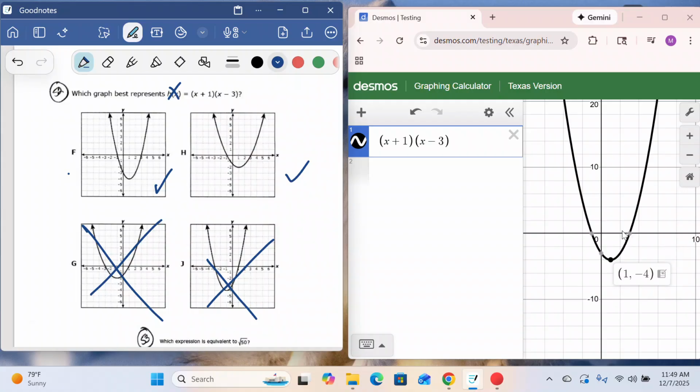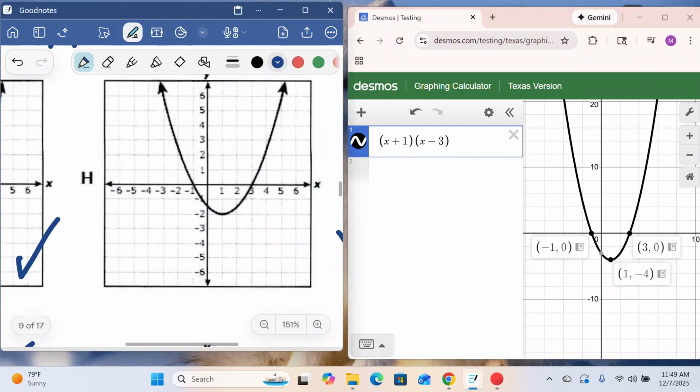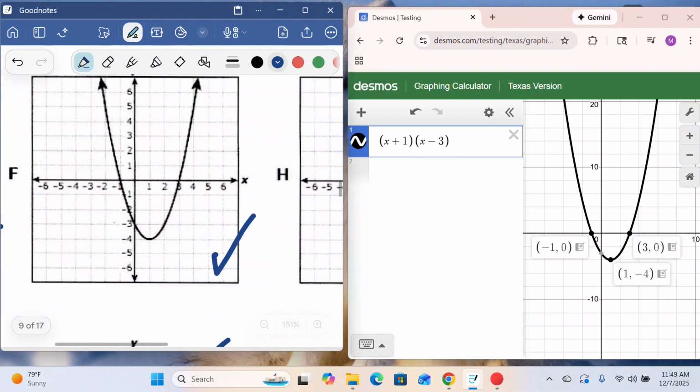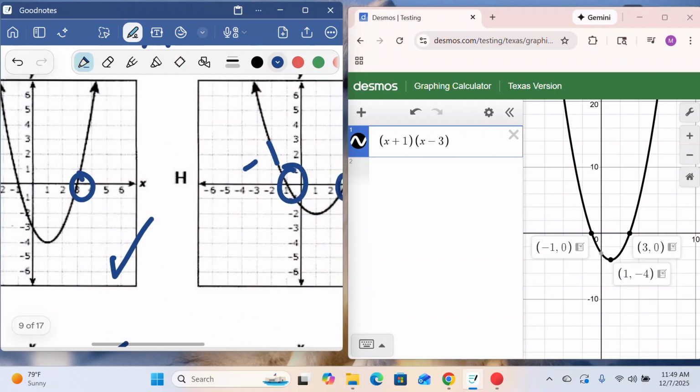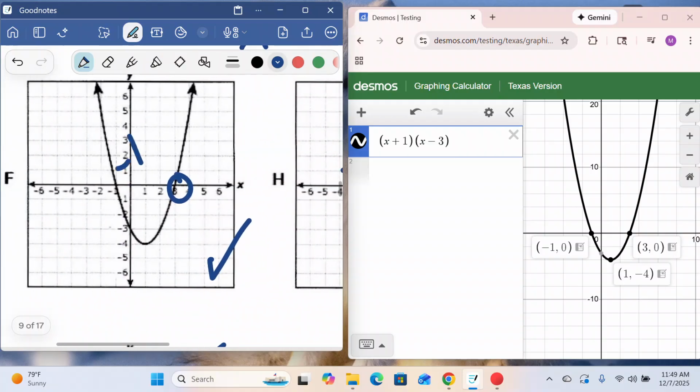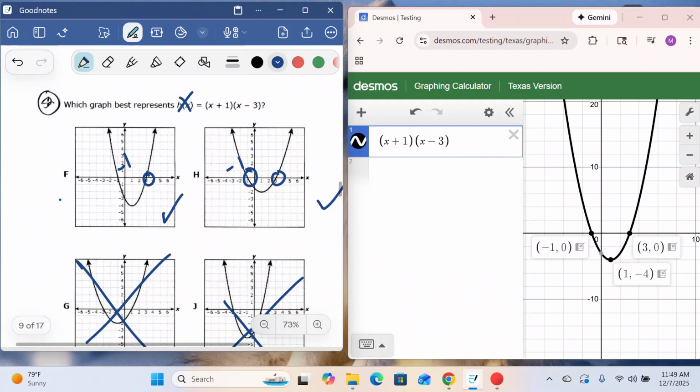Now I have to look at my zeros. My zeros are (3, 0) and (-1, 0). So next I look at my zeros, and this one has a zero of 3, which is correct. This one also has a zero of 3. But this one has (-1, 0), and this one has (-1, 0). So once again, you can't really tell much from the zeros, so they both are the same.